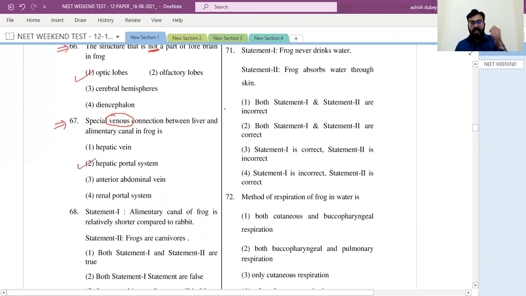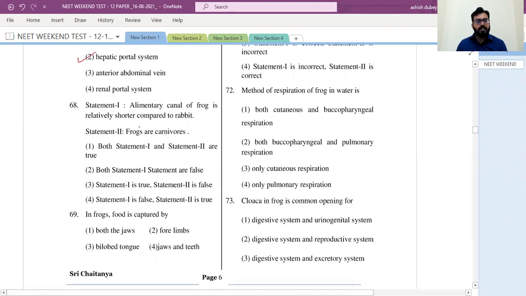See, hepatic vein is different. Hepatic vein is the general vein of liver, but hepatic portal vein is that vein which is made by combination of the venous drainage from alimentary canal, spleen, and mesentery. Okay, so the answer will be the hepatic portal system. Next is the 68th question.